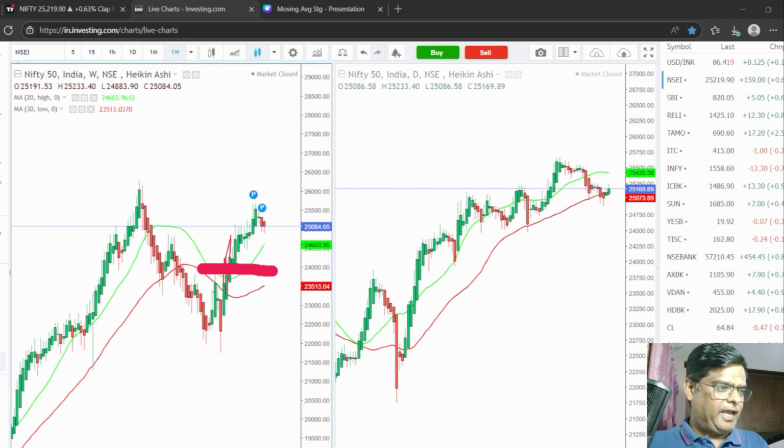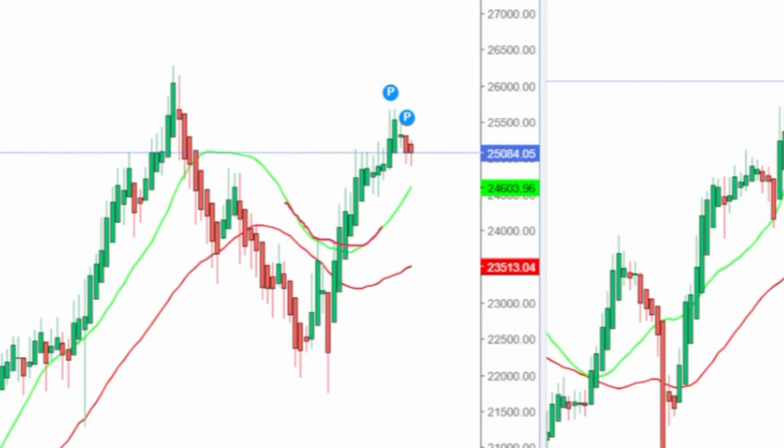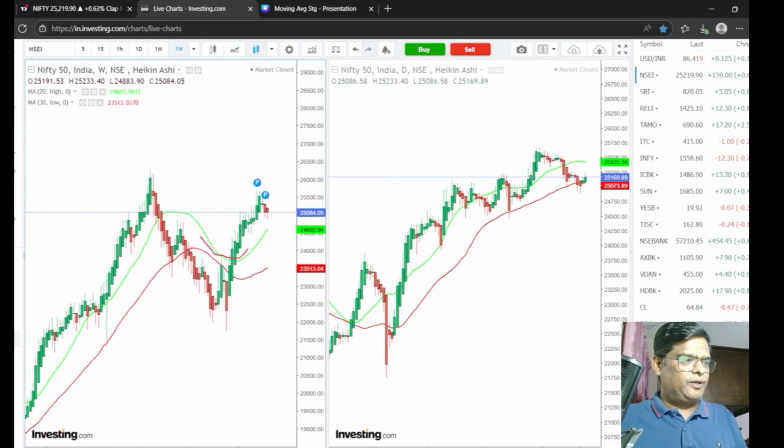If this green line is going up and this line is crossed, then it is in an uptrend. So now Nifty is in an uptrend, which I have identified in the weekly chart. That way you can identify the trend in the weekly.